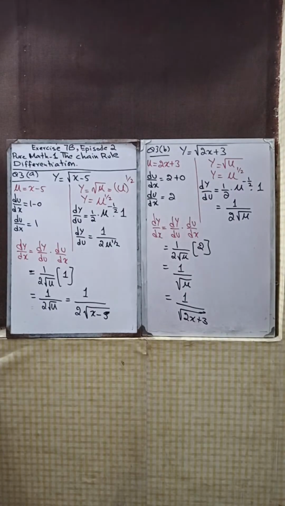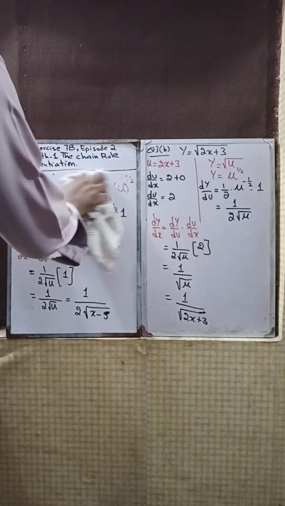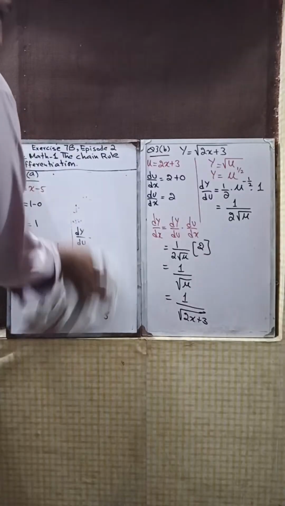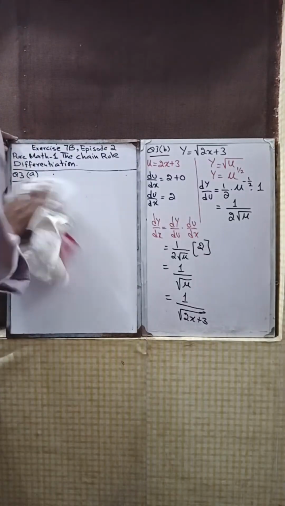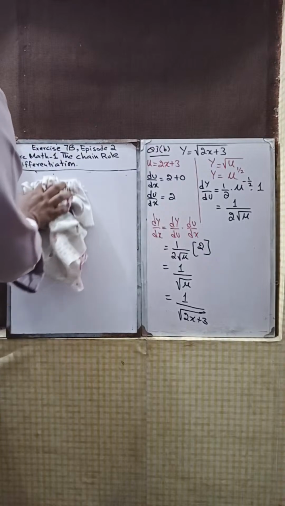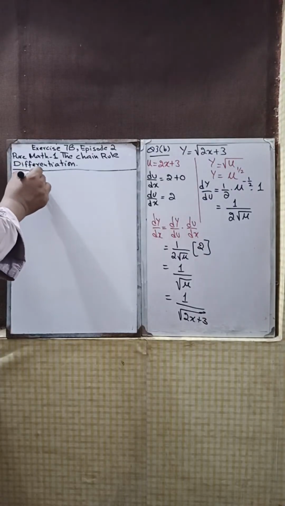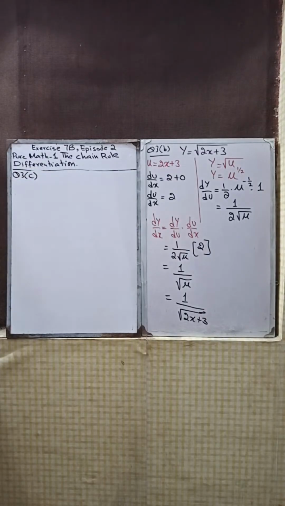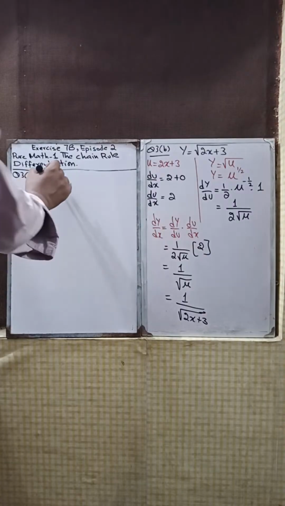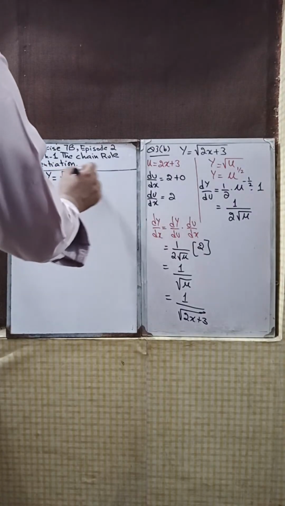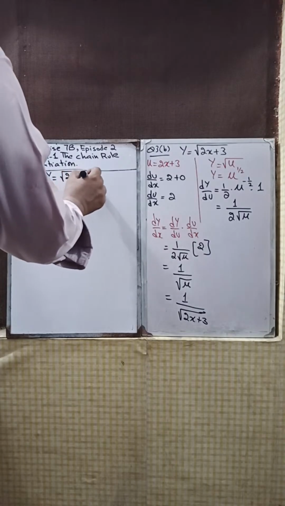The next question is question number 3, and it's C part. Question number 3, C part, I'm going to attempt. Question number 3, C part is under root 2x square minus 1. Okay, so we have y is equal to under root 2x square minus 1.